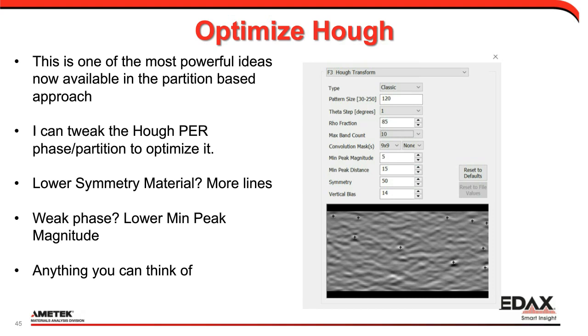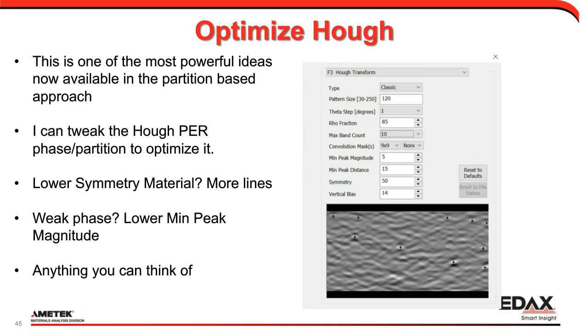So, okay, this is olivine. It's lower symmetry material. I need more actual lines. So here I've gone, okay, more lines. So if I'm doing a simple cubic material, I can use 6, 7, 8 lines, usually around 7 or 8. In this case, maybe the phase is weak itself. So I actually can lower the minimum peak magnitude to help it better find the lines, or basically anything else I can think of based on the different partitions. So again, now I pick and choose not just the background, but the Hough for that specific phase. So again, now I'm choosing exactly what I need to get the best data for that phase by itself.